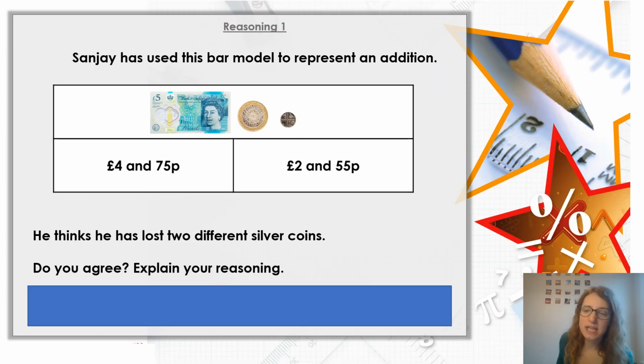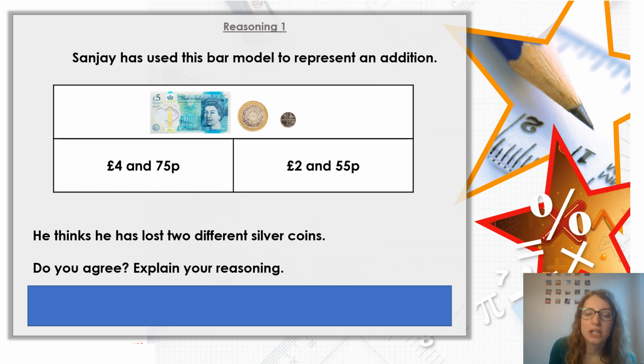Okay, so there's another way we could work as well. We've looked at partitioning, we've looked at a number line, but you can also use a bar model. So we've got the total at the top. Sanjay has used a bar model to represent an addition. He's got his total amount at the top, shown in coins in this case. So he's got a £5 note, a £2 coin and a 5p coin. So altogether he has £7 and 5p.